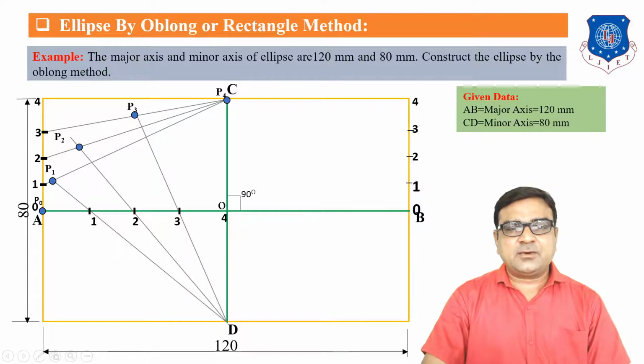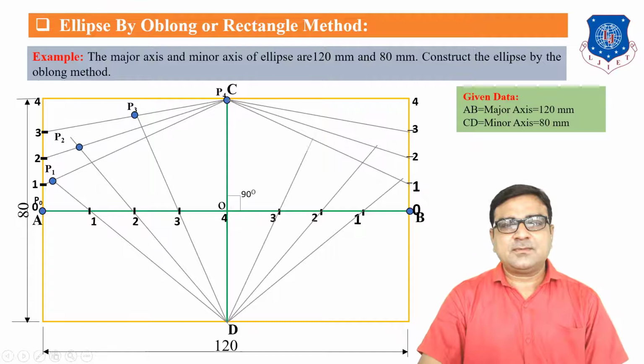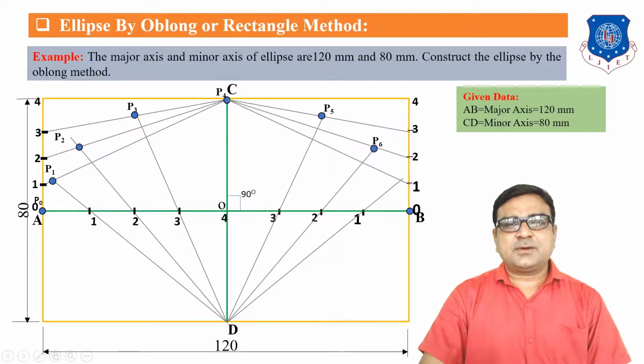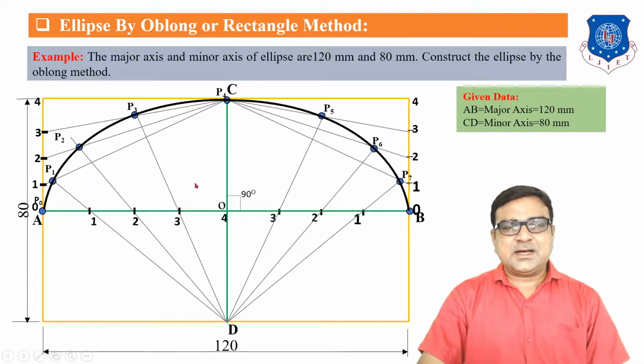Divide this vertical line into 4 equal parts and the horizontal line into 4 equal parts. Join all these vertical points to C, and intersect those lines by drawing lines from D1 dash, D2 dash, D3 dash, and obtain the points of the ellipse. Trace out all the points freehand or using a French curve and draw the profile of the ellipse. So this is a half ellipse.